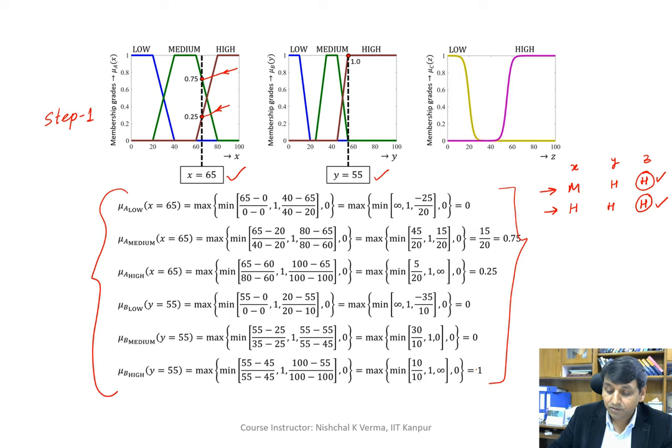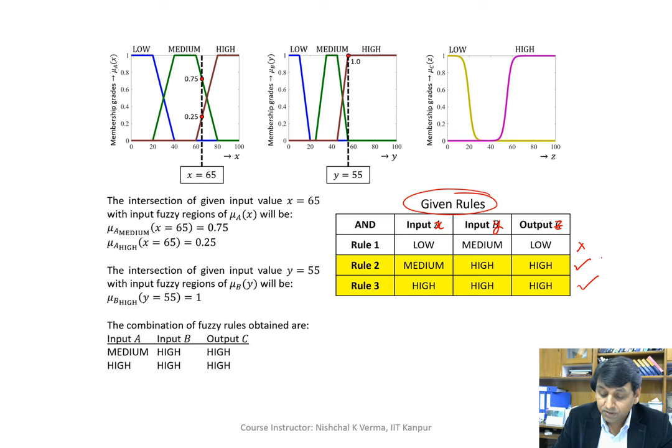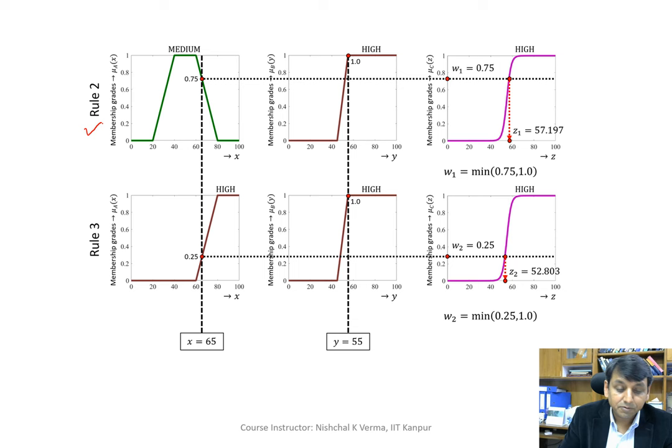Alright, so now when we know these rules which are applicable, these two rules are applicable here for the input that we are supplying. Now let us compute the corresponding outputs. Now this is very simple. We have already done this. So rule number 2, we have medium, high and high.